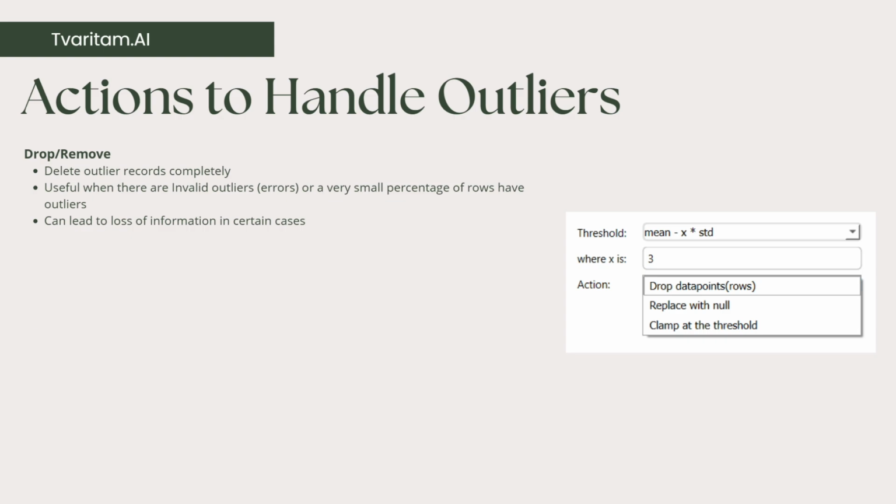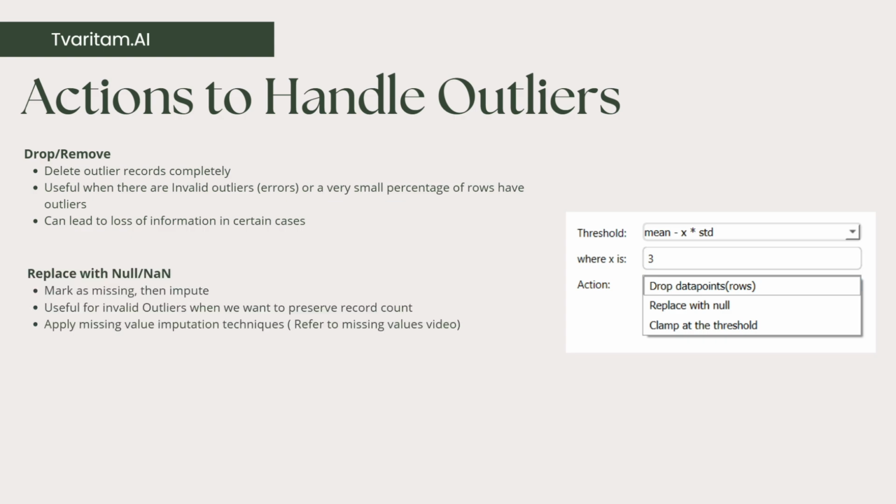Second is to replace with null. So we can mark the outliers as null values and impute them later using the imputation methods. So if we are not sure about the outlier and we want to preserve the record count, then we can go with replace with null, and then we can follow up with the missing values.